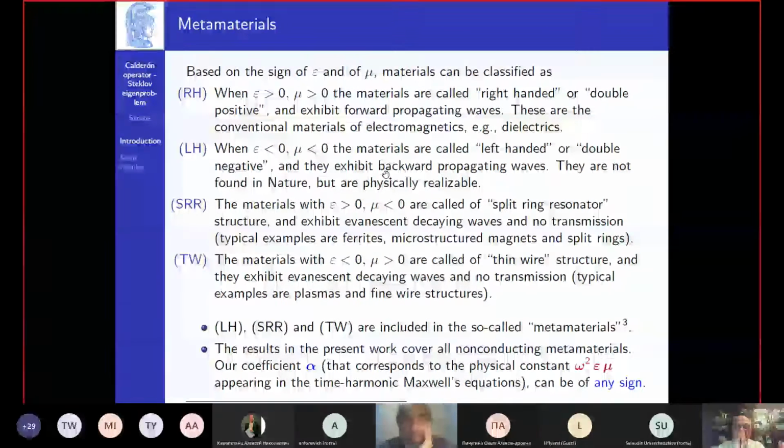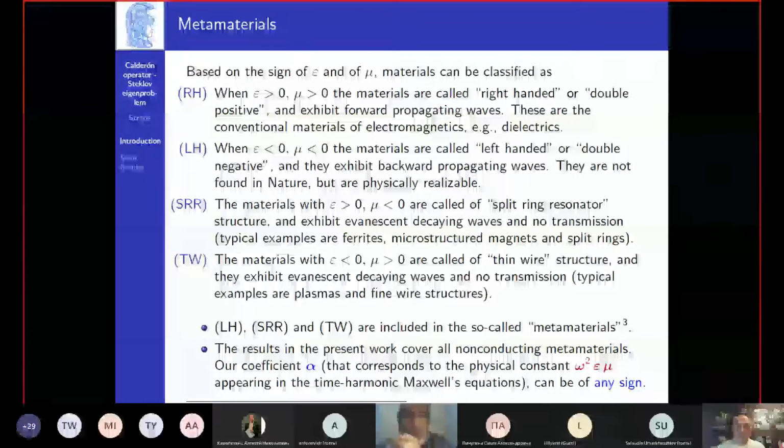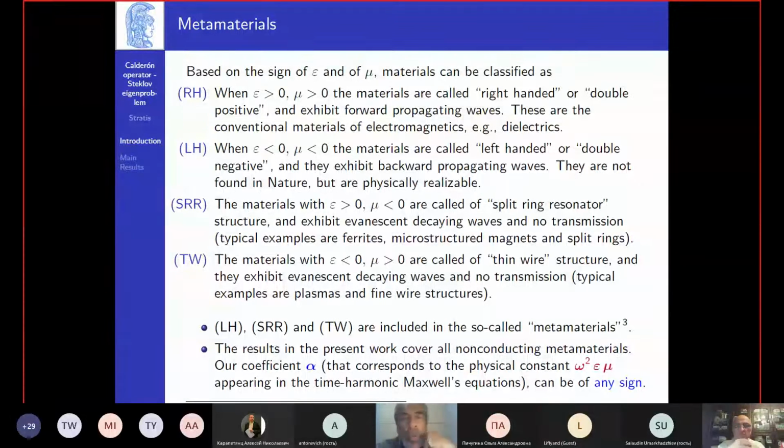So now, just a remark about metamaterials. The equations I wrote before are the typical equations when epsilon and mu are positive, and so, for example, the dielectrics. But there has been a lot of work on the so-called metamaterials, that are materials that are never found in nature, and they are constructed, but they are physically realizable, and they correspond to different signs of epsilon and mu. For example, when epsilon and mu are both negative, we have the so-called left-handed materials.